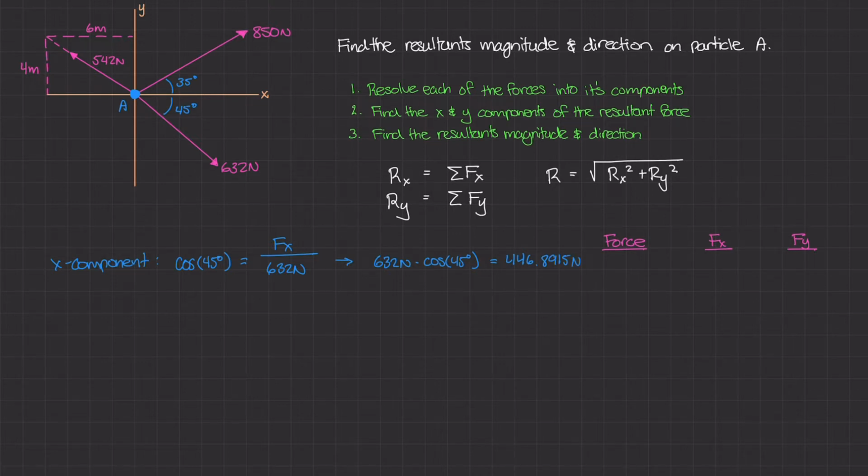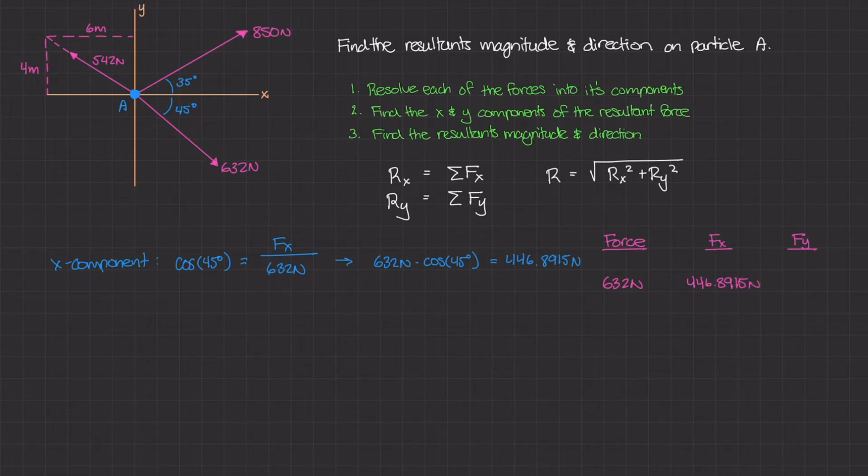So in this table right here, I'm going to write the force that we're looking at right now, which is this 632 Newton force, and we just found the x component of this force, and that is 446.8915 newtons.